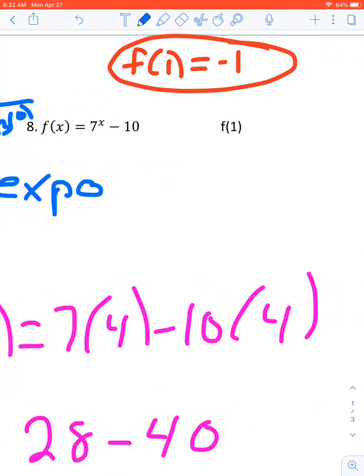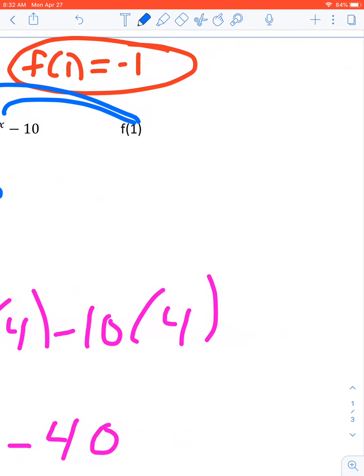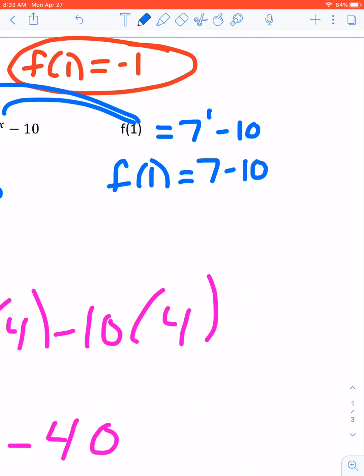So now we have f of 1. I'm going to take the 1 and plug it in for every single x. So I get f of 1 equals 7 to the first power minus 10. Well, anything to the first power is itself, but if you're not sure, type it on your calculator. And again, we don't do anything with that left side. We leave it alone. So I get 7 minus 10 is negative 3. So f of 1 equals negative 3.